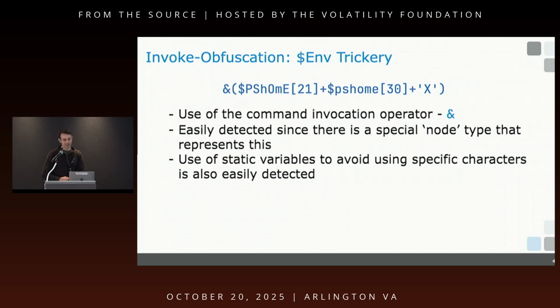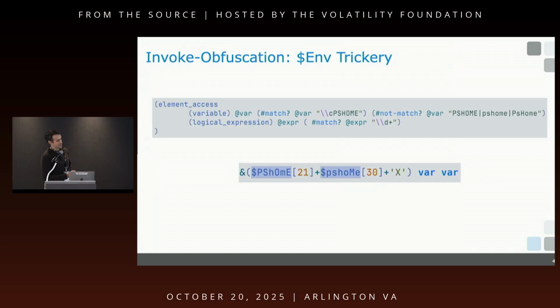This is another classic technique: using static environment variables from Windows environments to dynamically construct things like IEX so that you're not referencing those letters directly. But we can detect these, once again, very easily, and replace them with their constituent parts if you know what those static environment variables are defined as. Here's a query that detects that exactly. Looking for an element access, which is indexing into the environment variable, within any variable that matches PSHome, case insensitively.